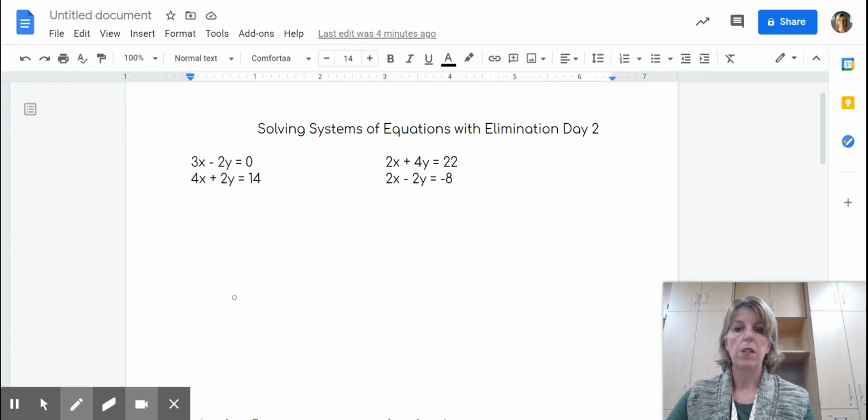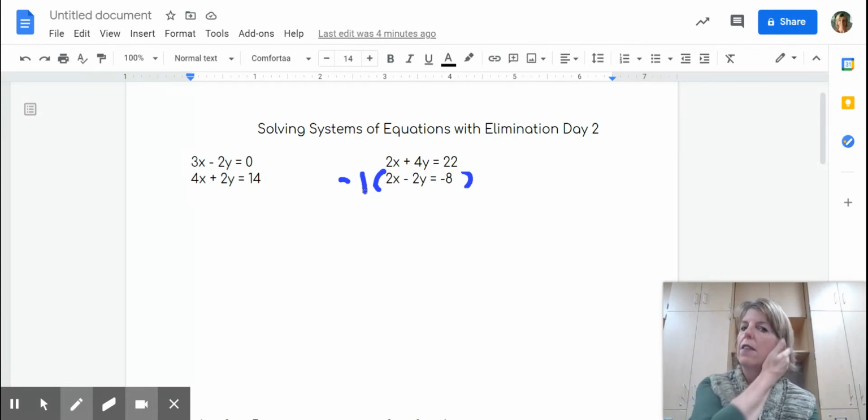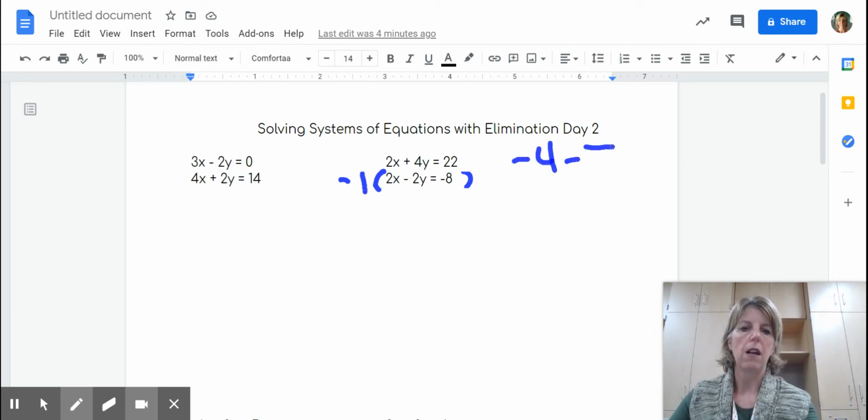Okay? What we did last time as well is sometimes we're handed things like the second set, the 2x plus 4y equals 22 and the 2x minus 2y, where if I just add those, a variable is not going to go away. So I have to multiply one of the equations by negative 1. I'm going to take the whole thing and multiply it by negative 1. So I'm subtracting, but really what I'm doing when I subtract is multiplying everything by negative 1. I'm going to add the opposite. If you remember, we had things like the negative 4 minus 7.